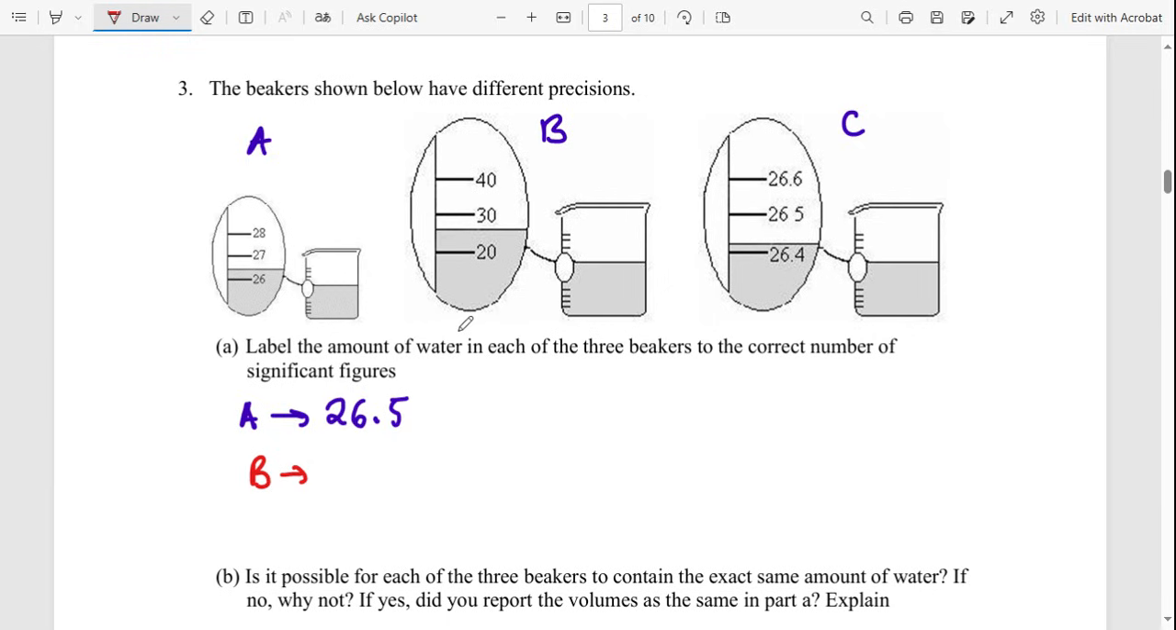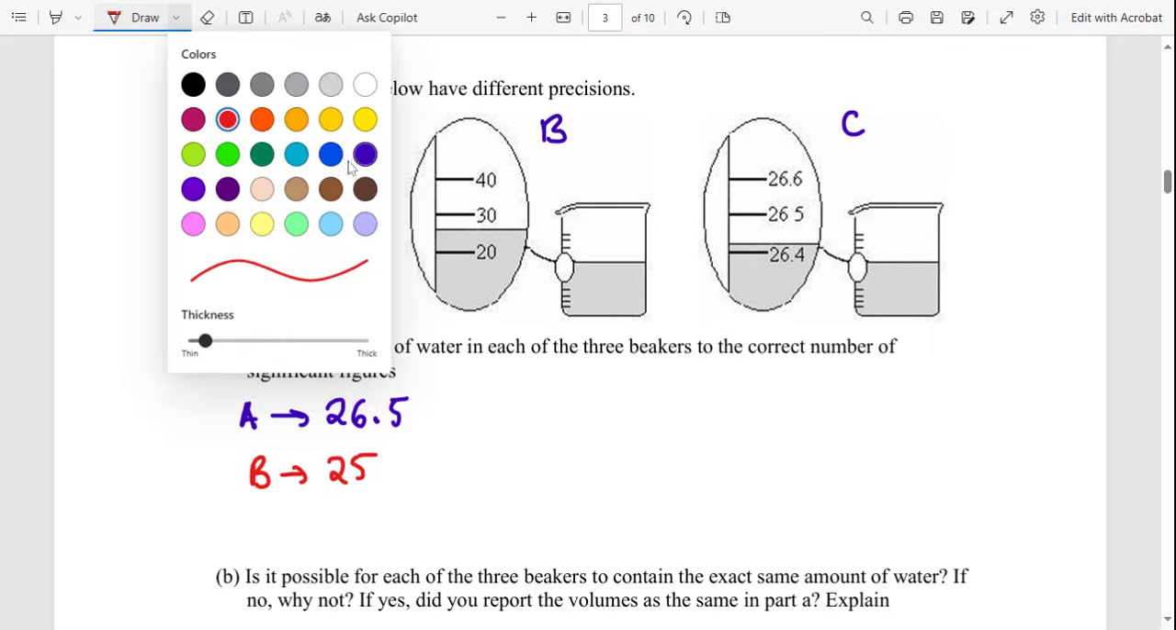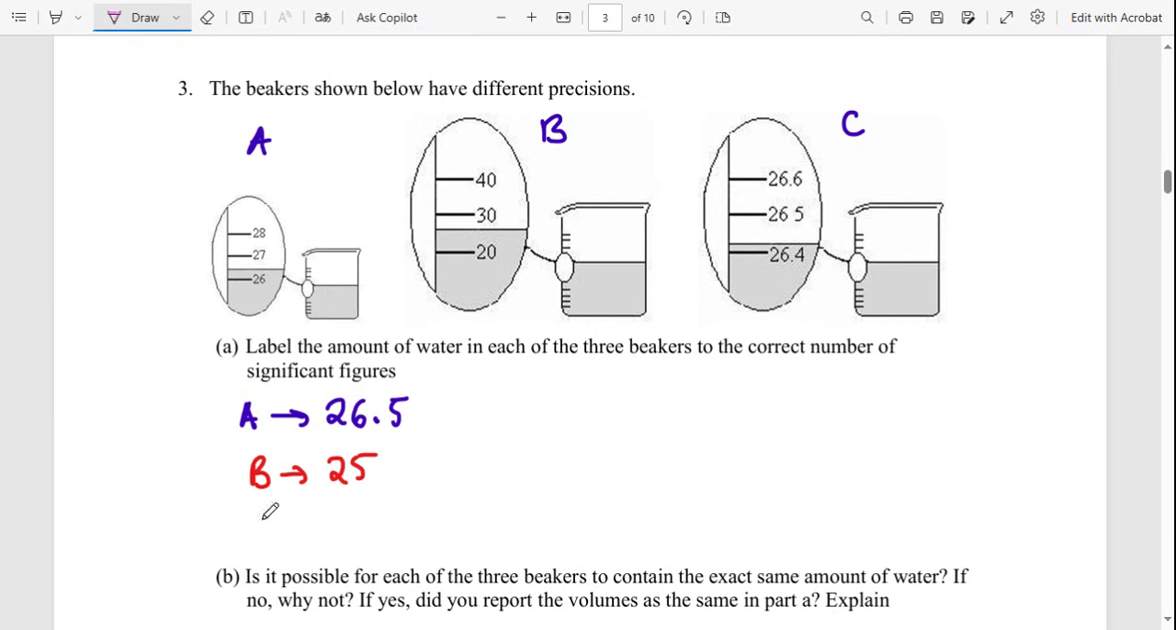And then for the second one, beaker B, is moving in tens. We have got 20, 30, 40. And this reading is between 20 and 30. So that reading is actually a 25. And then beaker C, we are moving in point ones. We have got 26.4, 26.5, 26.6. Okay? And look at where the water is.